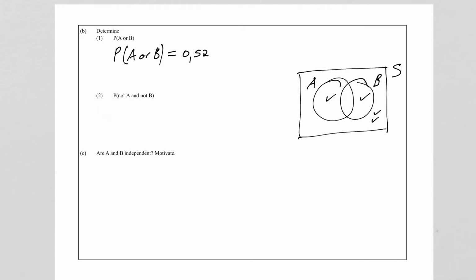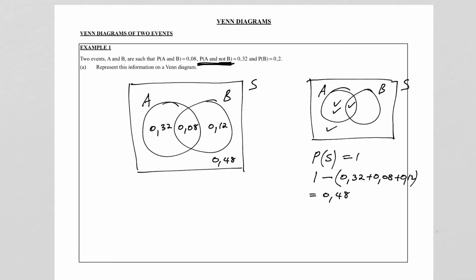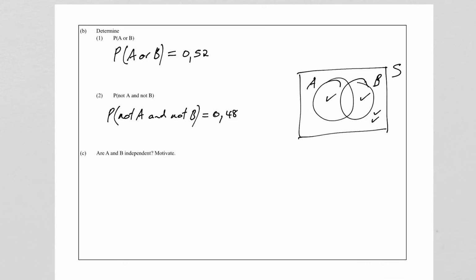So this probability of not A and not B is equal to 0.48. And just so that you see again, that 0.48 is this one, because that is what they ask us in that question, that probability of not A and not B.